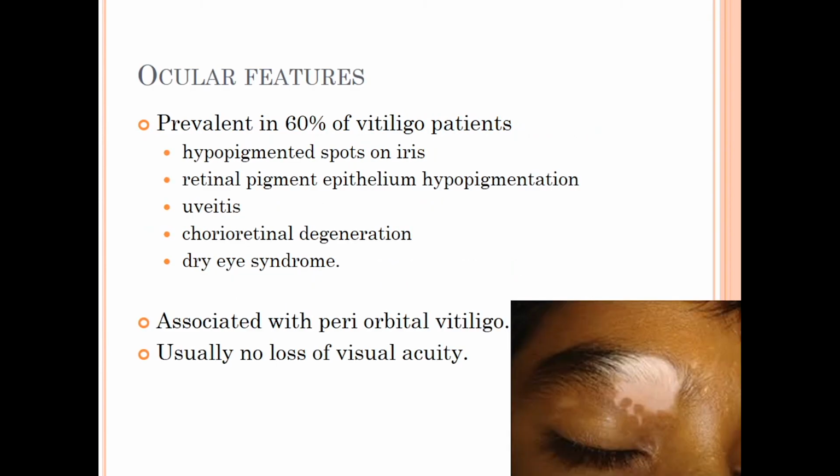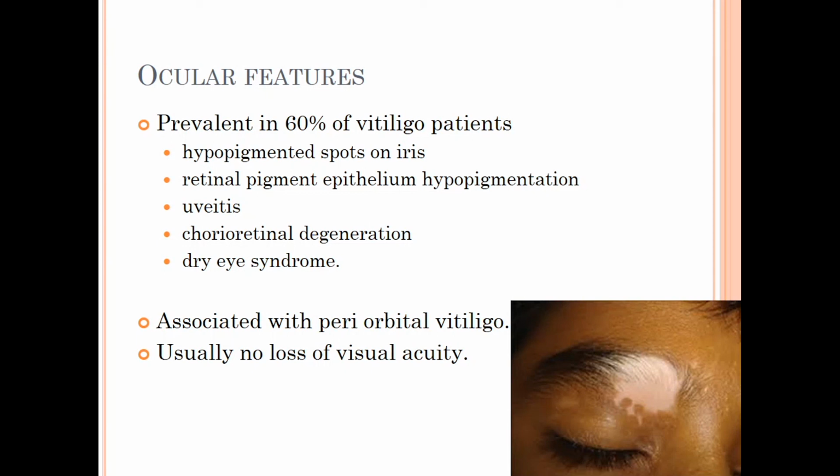And next, the ocular manifestations, usually seen in approximately 60% of vitiligo patients. The commoner ones include hypopigmented spots on the iris and retinal pigment epithelium hypopigmentation. But some serious manifestations like uveitis are also found in approximately 4 to 9% of patients with vitiligo, as well as chorioretinal degeneration, and they will commonly have dry eye syndrome.